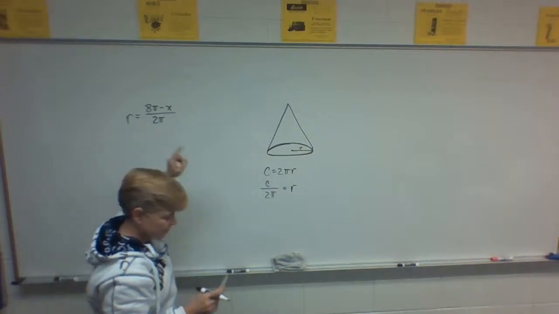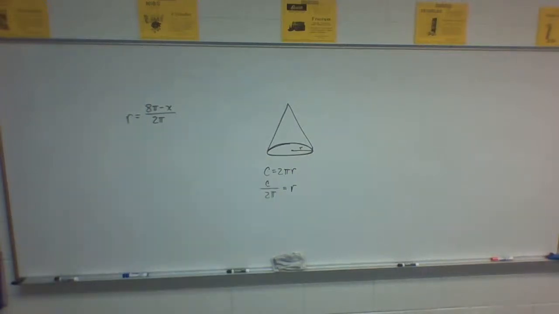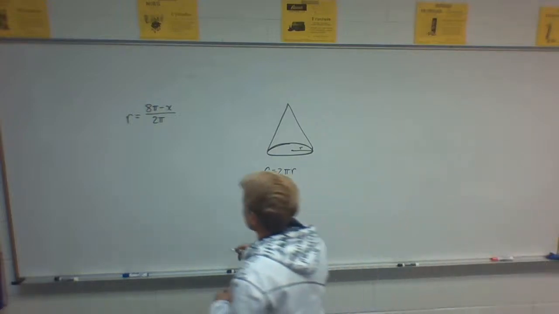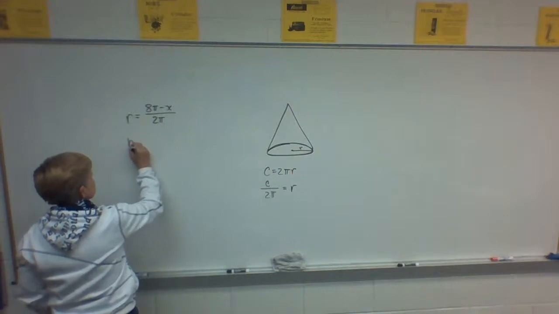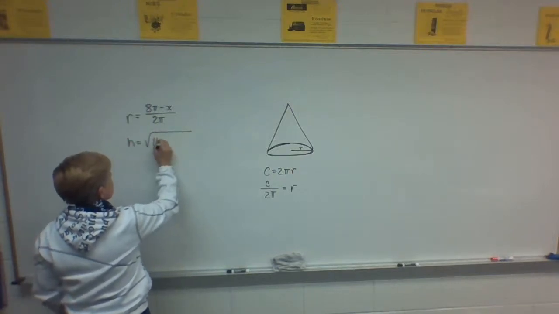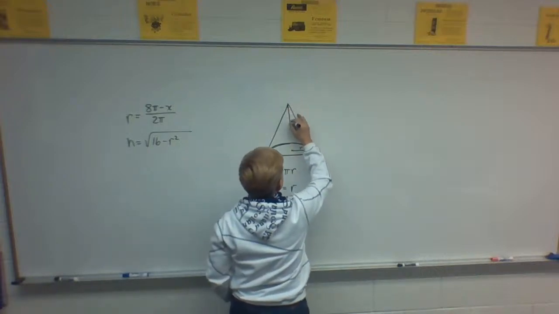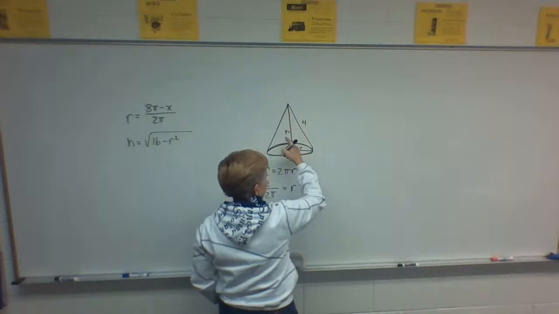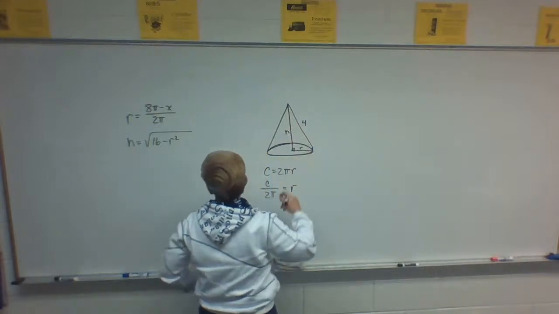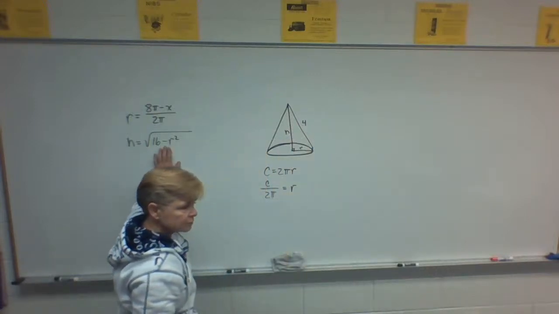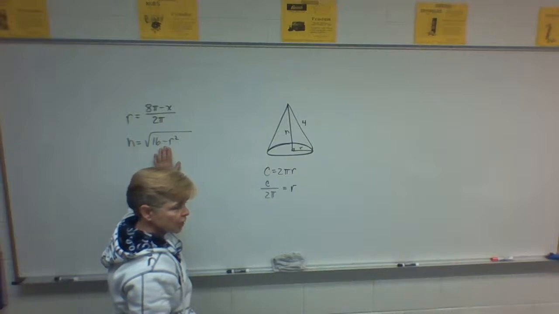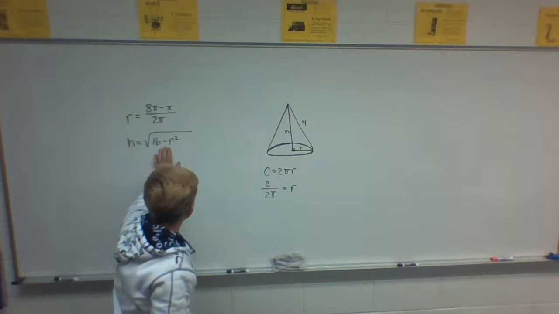Okay. It says, also convince yourself that h is the square root of 16 minus r squared. That one's not so hard. Because when we draw this, and this is 4, h squared plus r squared equals 16. It turns into that when you solve for h. You okay with that?